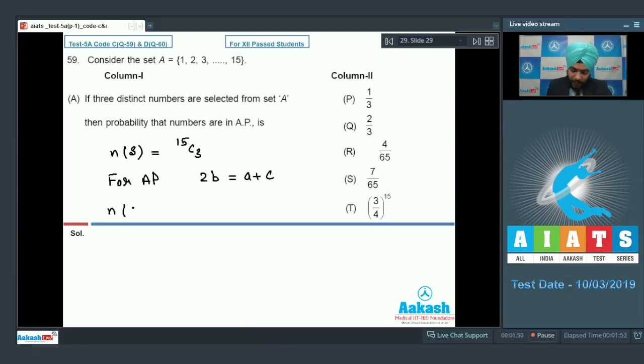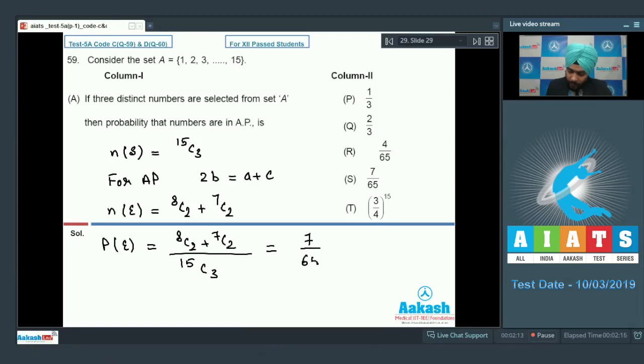So what is n of E? हमारे पास 15 numbers हैं, उसमें से 8 odd हैं और 7 even है. So 8C2 plus 7C2, we are adding both the cases because there are two different possibilities. Okay. So that means what is probability of E? It is 8C2 plus 7C2 upon 15C3. And that will come out to be equal to 7 upon 15. Option number P satisfies. So let us move on to B part.